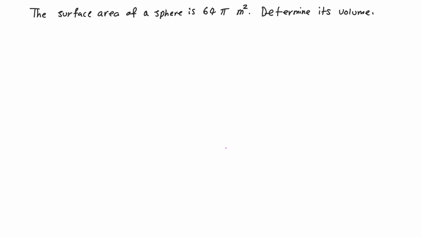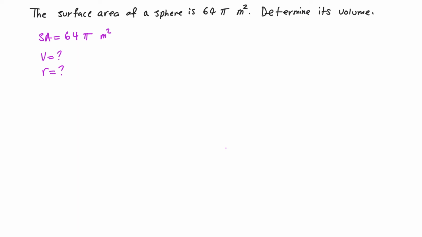Alright, so we're given the surface area on this one as 64 pi. So we're given it as 64 multiplied by pi instead of just a value 64. And so instead of rounding a value, we give it in terms of pi. And it's meters squared. We want its volume. To find volume, we need a radius. So we also need a radius at some point.